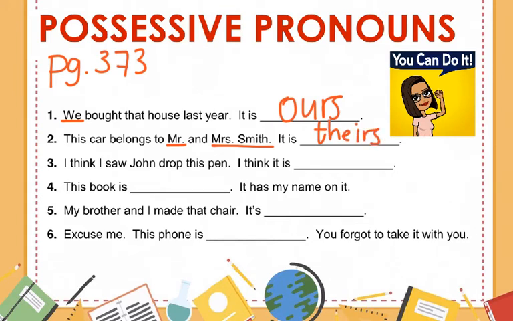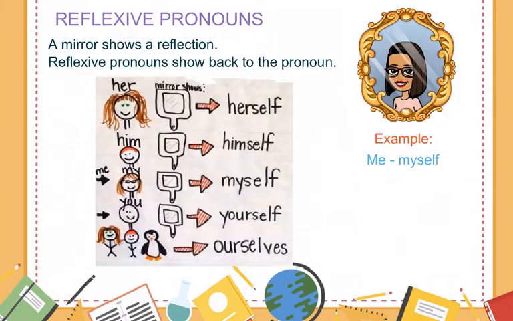Number 3, I think I saw John drop his pen. I think it is... John is a male, so we're going to use a male pronoun. So it's his. I invite you to do number 4, 5, and 6 in your English notebook. You can pause the video to work by yourself and then check your answers. Alright, so number 4 is mine, 5 is ours, and 6 is yours.